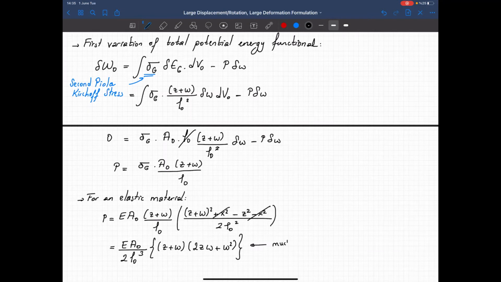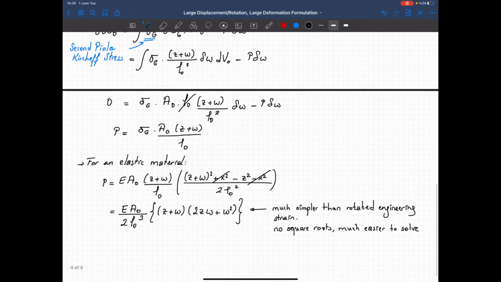Much simpler than rotated engineering strain. No square roots. Much easier to solve and formulate.